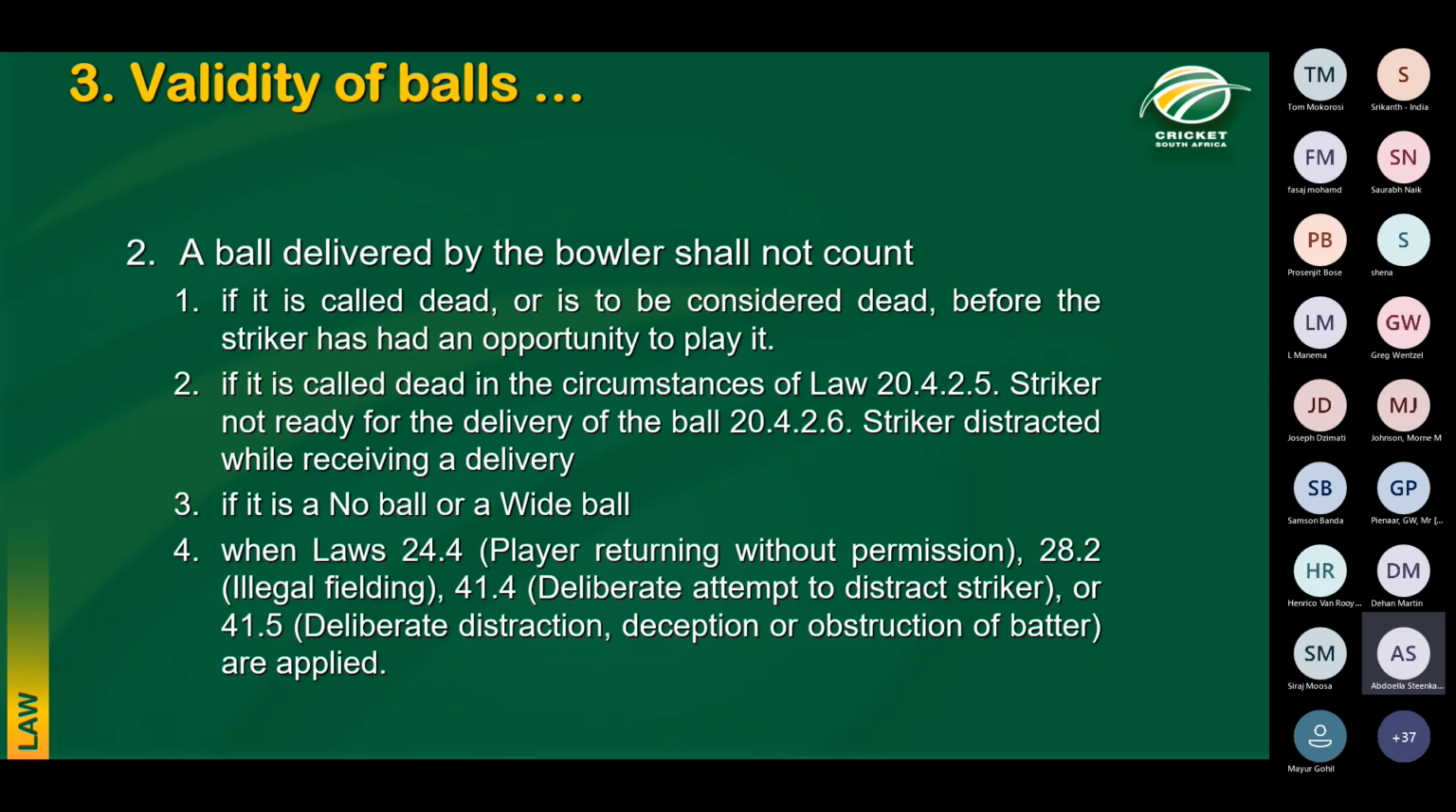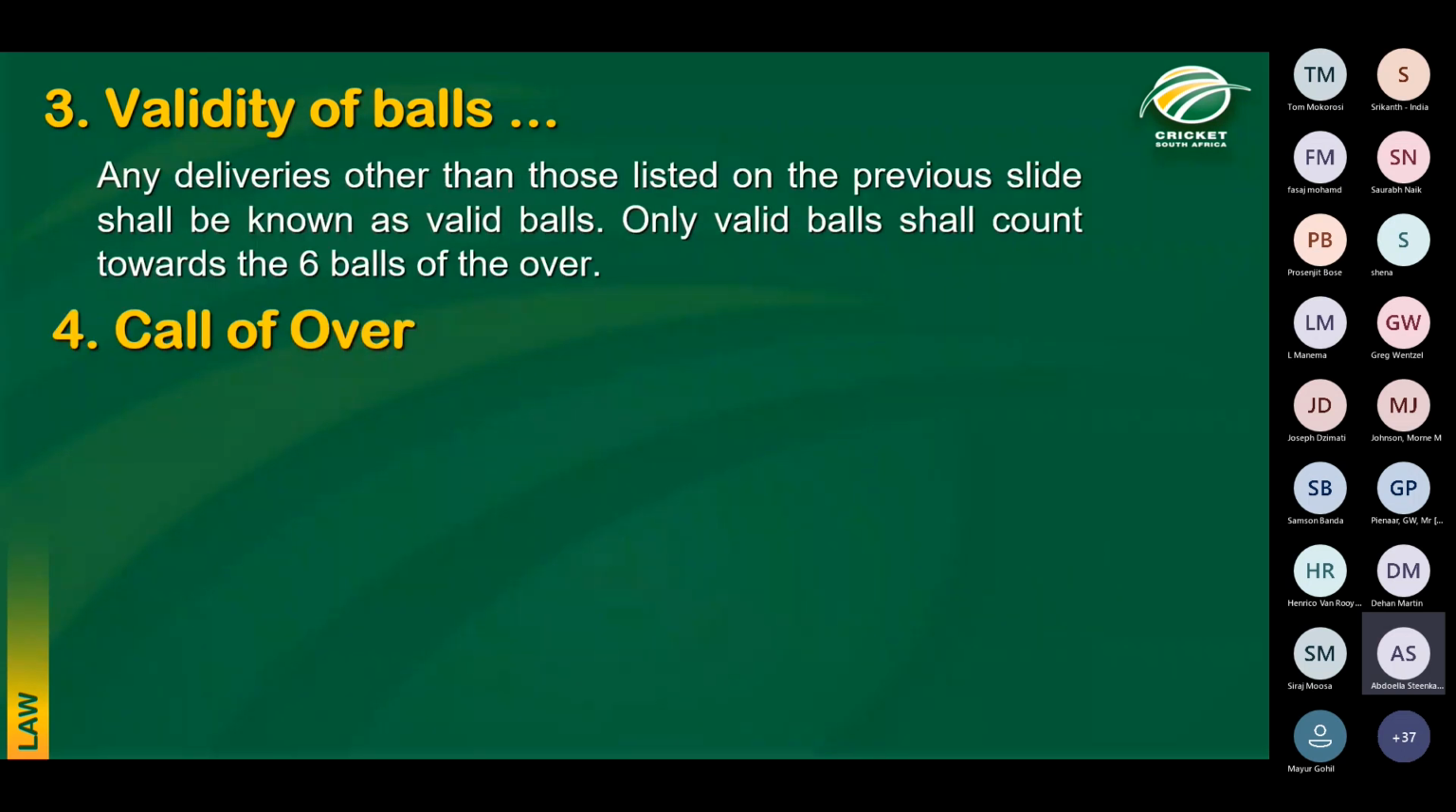Similarly, when there's illegal fielding, when there's a deliberate attempt to distract the striker, or when there's a deliberate distraction, deception, or obstruction of the batter, these balls will not count. They will have to be rebowled. So these are 4 instances that are seen as per the law as not valid balls. These balls shall not count as one of the valid balls for the over. So now we know which balls are not valid. All the other balls are seen as per the law as valid balls, and they shall count towards the 6 balls of the over.